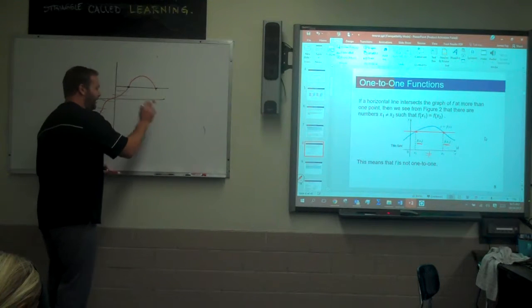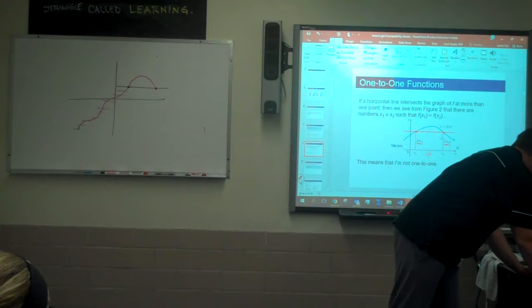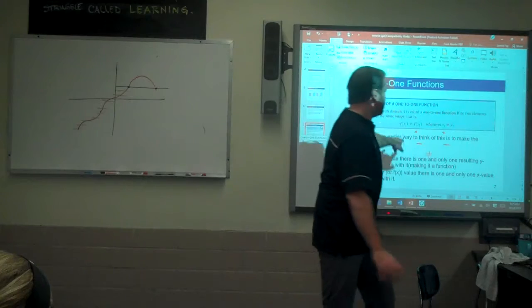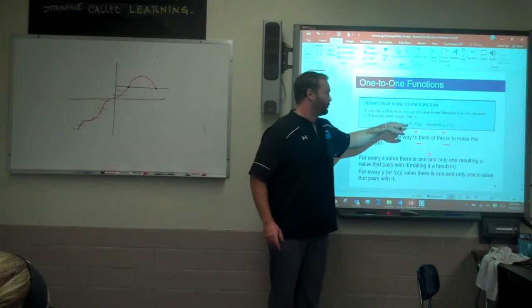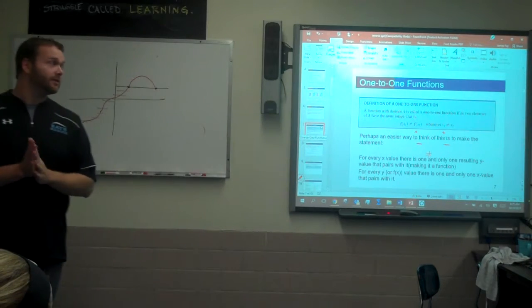Okay? So the horizontal line test is a tool for us to check this rule right here. Okay? When your y values are different whenever your x sub 1 and x sub 2 are different.